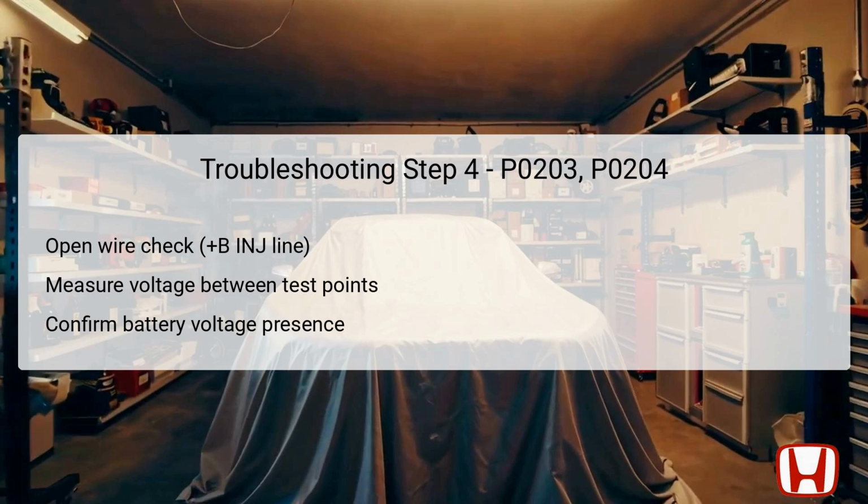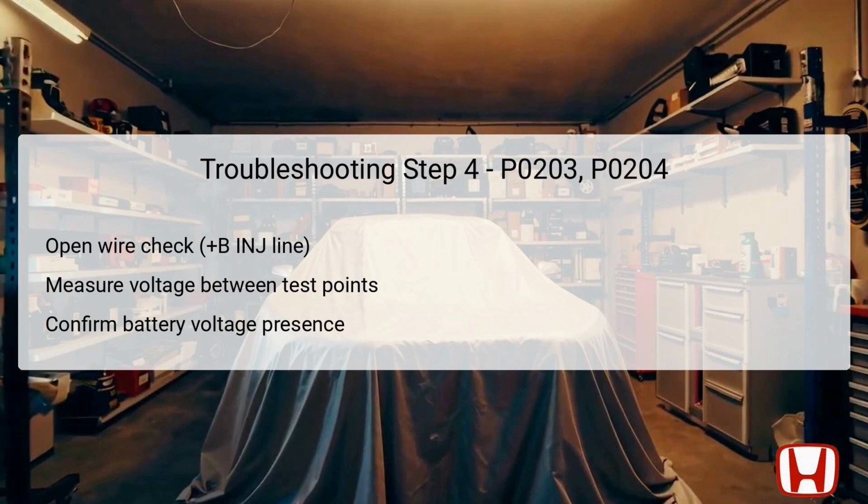This step focuses on testing the +B IGP line to assess whether there are any issues within the wiring. Ensuring proper voltage at this point is critical for injector operation. Begin by ensuring the vehicle is in off mode and disconnect the injector relay before proceeding. Next, measure the voltage between test points located on the injector relay socket.